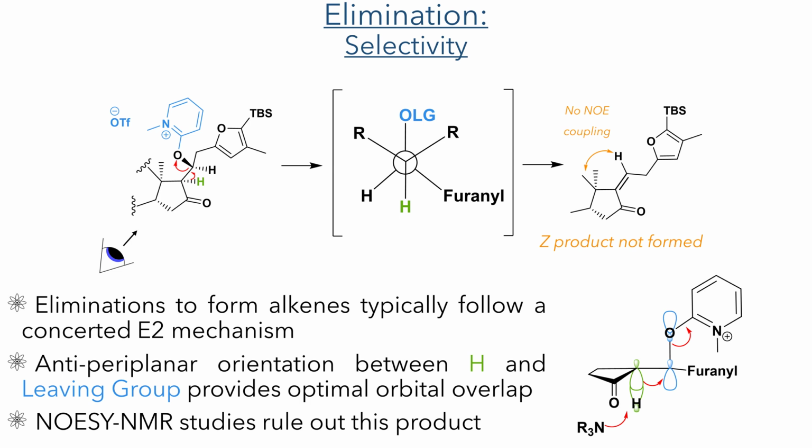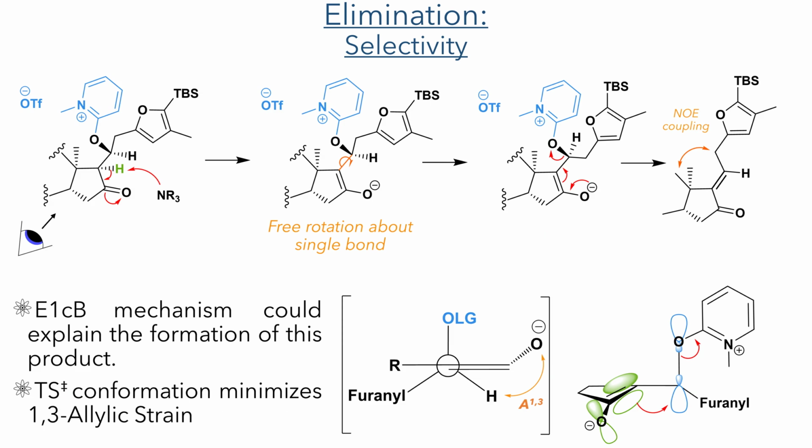As an E2 mechanism is ruled out, we can instead hypothesize that this transformation could have occurred through an E1cB mechanism. In this reaction pathway, an enolate would first be formed by the deprotonation of the alpha proton with triethylamine, which was present in the reaction. The formation of an enolate would allow free rotation around the key carbon-carbon single bond and would allow a conformation to be adopted in which the HOMO of the enolate could overlap with the LUMO of the leaving group and eliminate the oxygen to form an E-alkene.